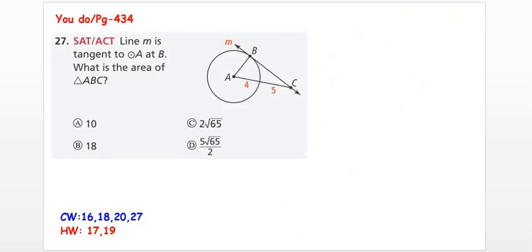It says line M is tangent to circle A at B. What is the area of the triangle ABC? Now as you know, it's always a right angle triangle. Here we have the right angle. If you want to find the area of the triangle, the formula is half of base times height, right? Now this is the height, so it will be 4.